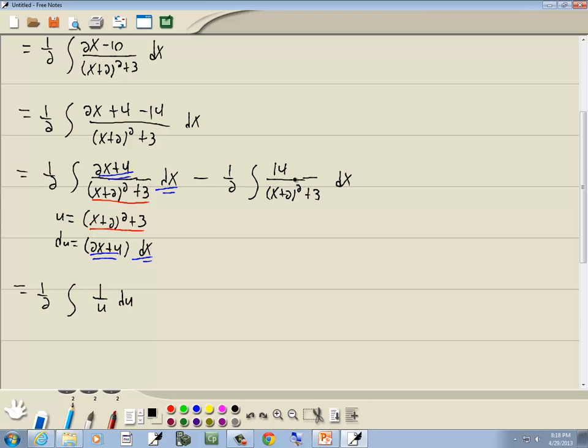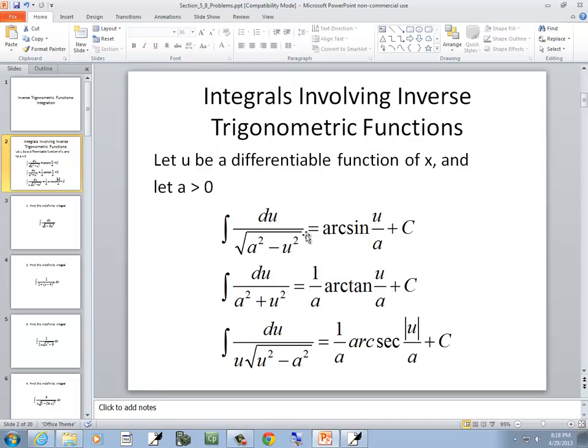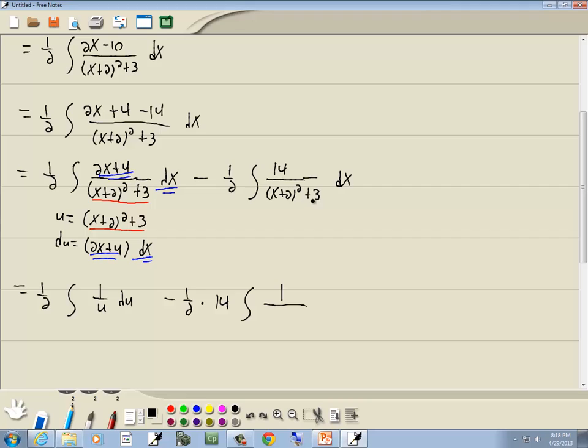Now let's look at our second part here. The 14, that's extra junk. We'll put it out in front. So we got minus 1/2 times 14. And my formula says we got a squared plus u squared. Well, addition's commutative, so it doesn't really matter. I can flip those around if I want. Rewriting the 3 as something squared, we're going to have the square root of 3 squared plus x plus 2 squared dx.